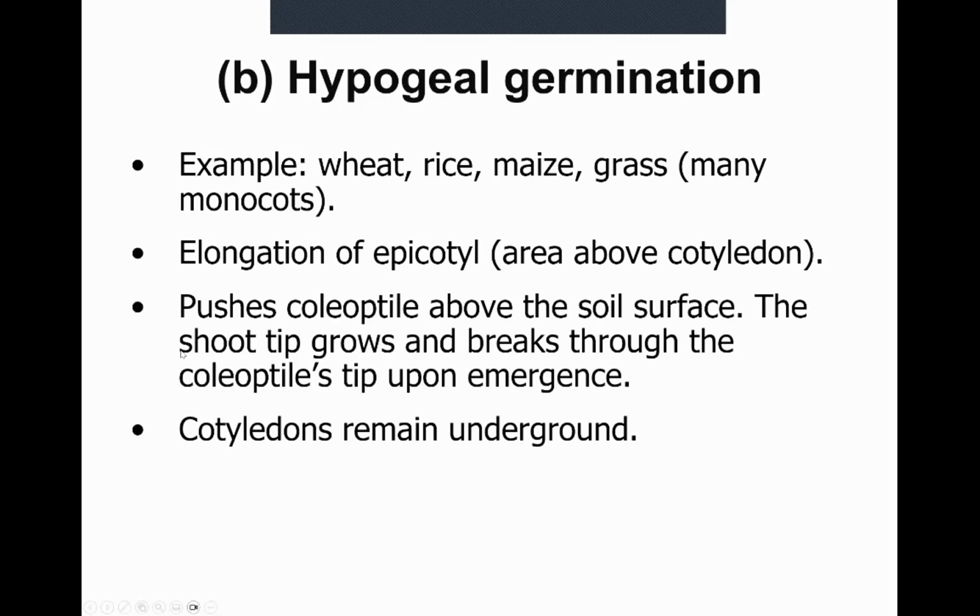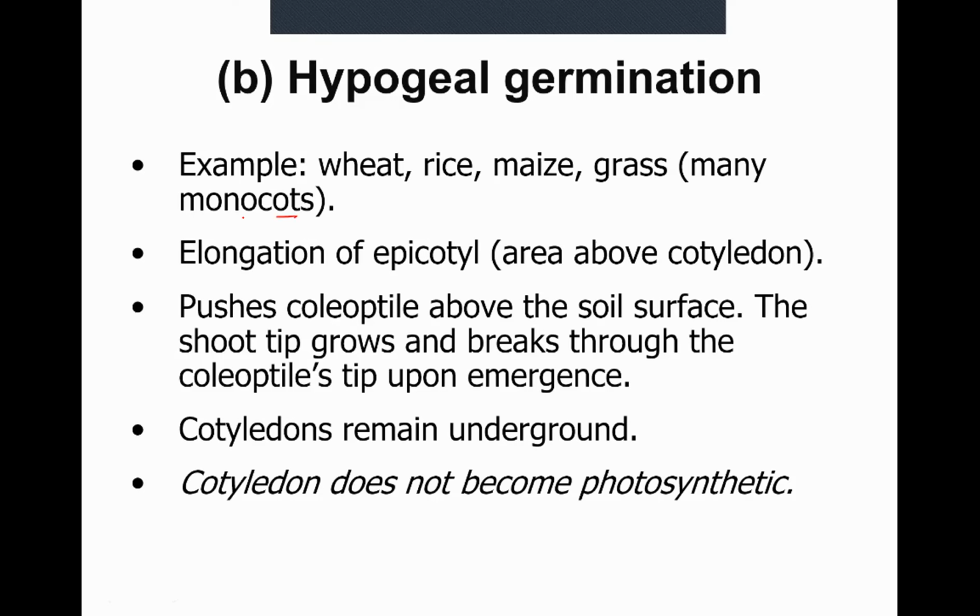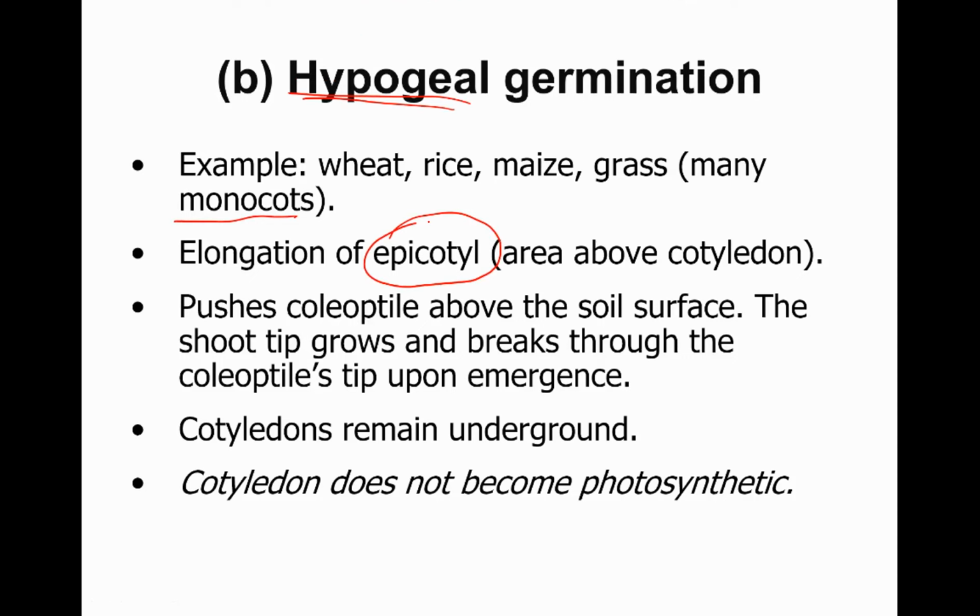In hypogeal germination pula, right? Hypogeal germination usually occurs in many monocots like wheat, rice, maize, and also grass. Okay. In hypogeal germination, the one that is elongate is epicotyl. Okay, area above cotyledon. Right? So yang memanjang adalah epicotyl. So apa jadi dengan cotyledon? Right? So the one that is elongate is epicotyl. So thus it will push the coleoptile above the soil surface.